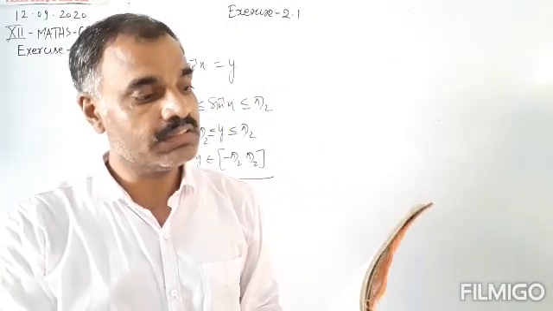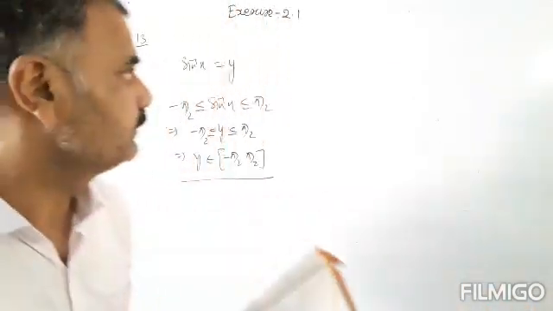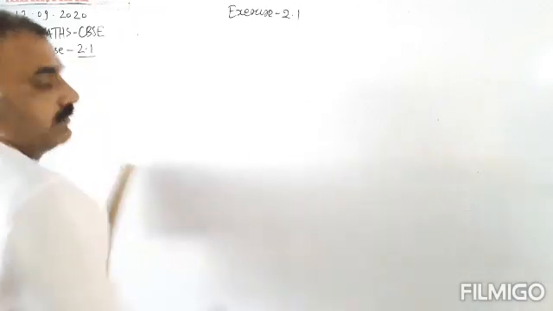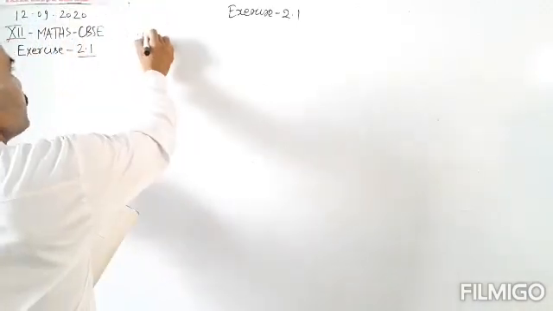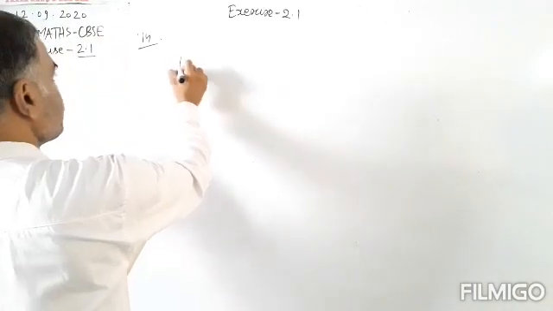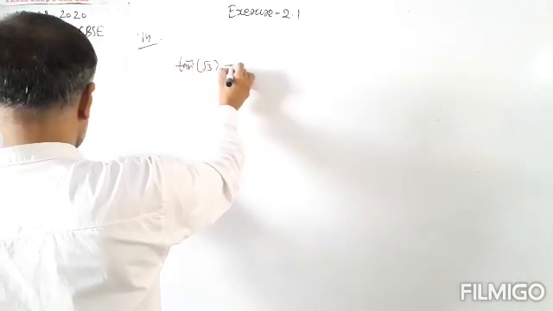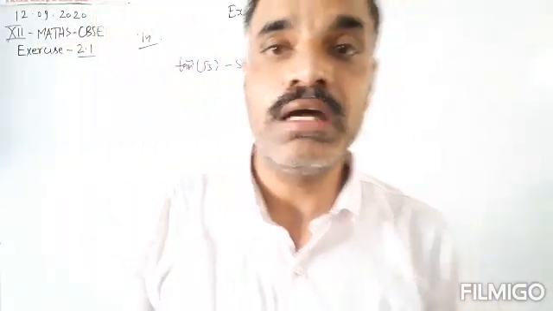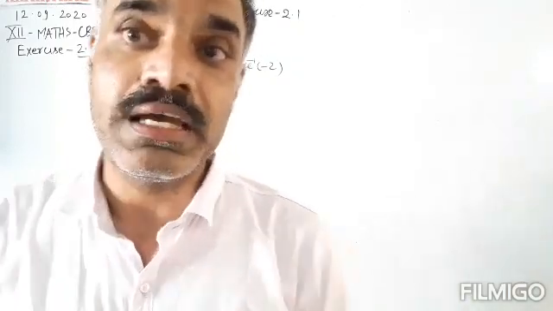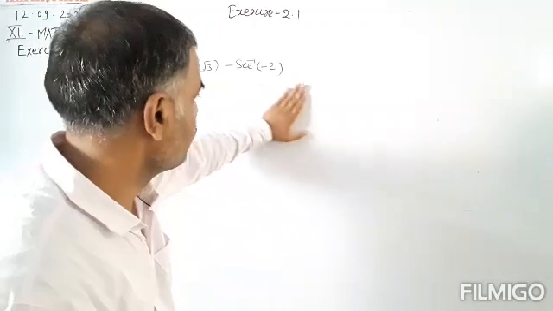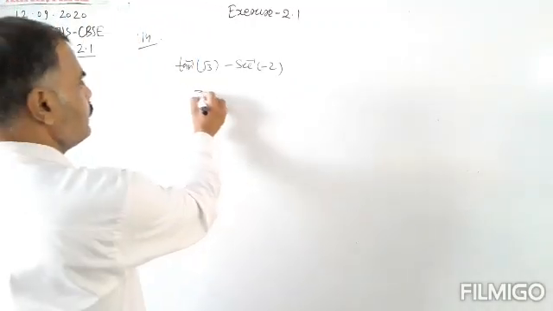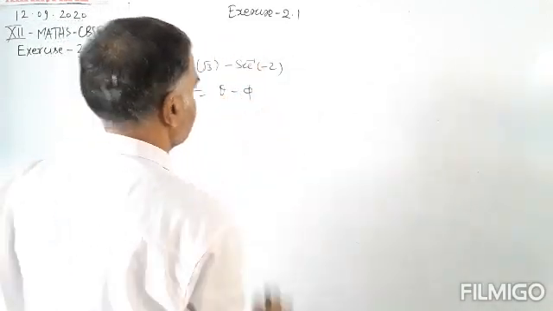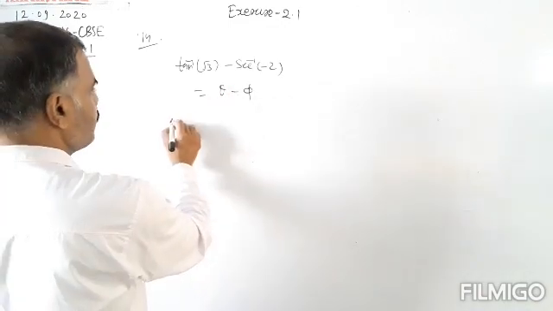Now the last question of this exercise, that is question number 14, the last question of exercise 2.1. Question number 14 is tan inverse root 3 minus sec inverse minus 2 is equal to, meaning we have to evaluate the value of this inverse trigonometric expression. Let the first be theta and the second be phi. So we have to evaluate theta minus phi.